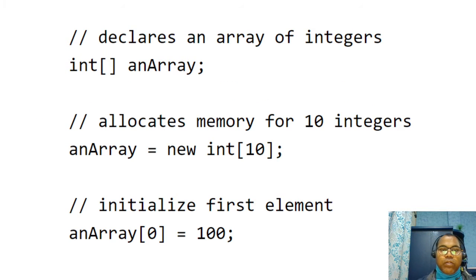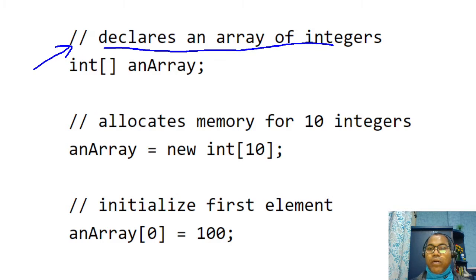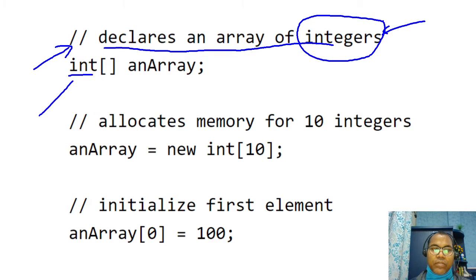If you talk about the syntax and semantics, first you have to declare an array of integer. This means which type of values you are going to hold: integer, float, character, string, or any particular object. Whatever kind of values you are going to store is specified in the data type.